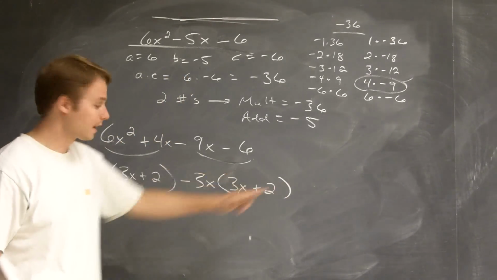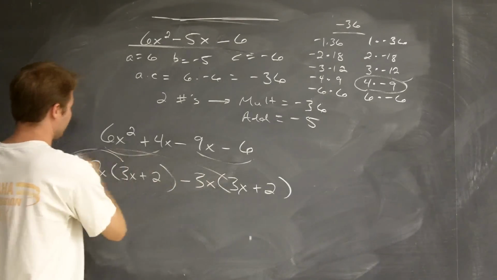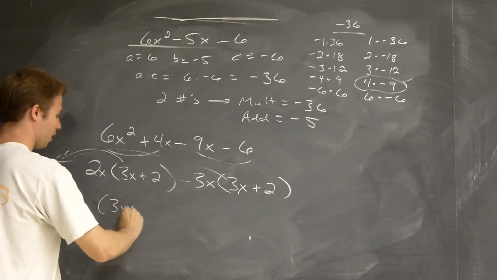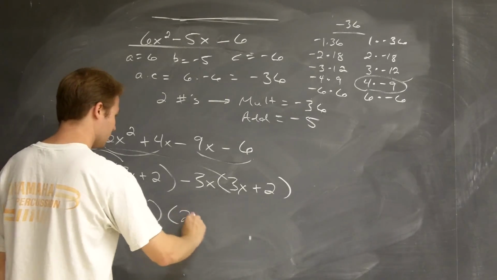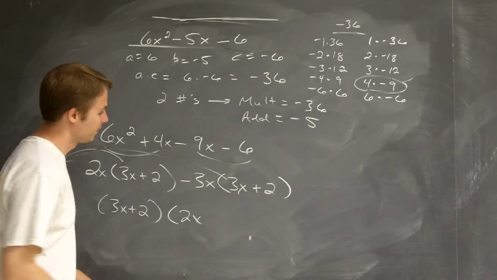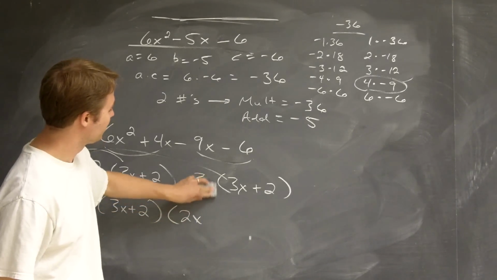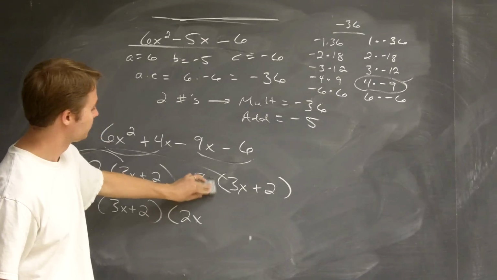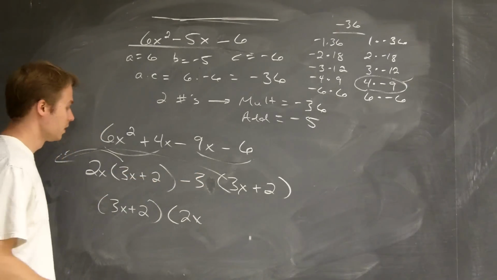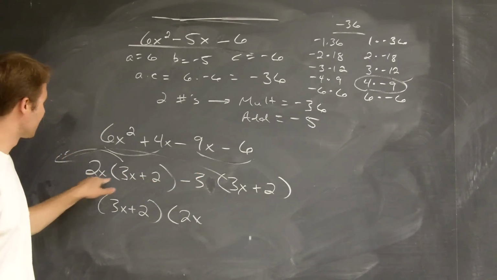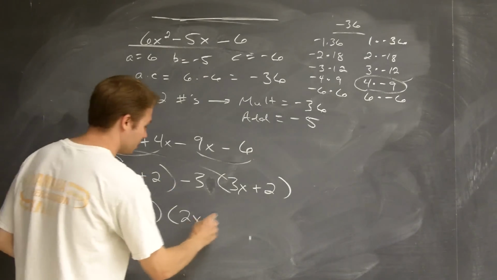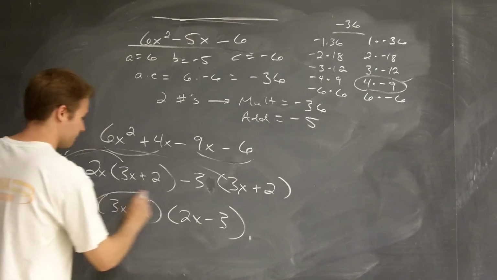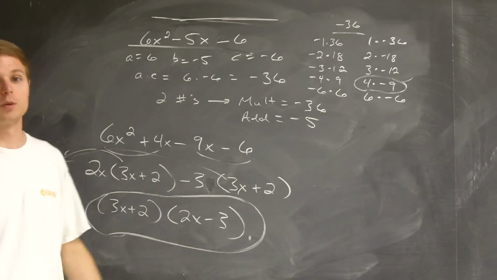Again, these two are exactly the same, so I can factor them out to the front. And then end up with 3x plus 2 times, oh, I'm sorry, I made a mistake. This should only be a 3, not a 3x. Okay, a minus 3. So when I pull out the 3x plus 2, I'll be left with a 2x minus 3. And I'll get that for my answer.